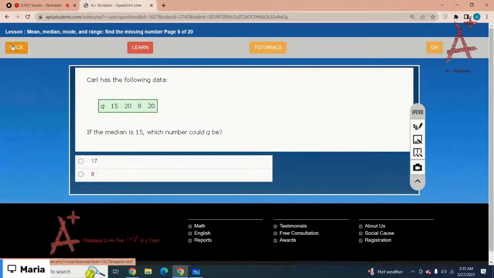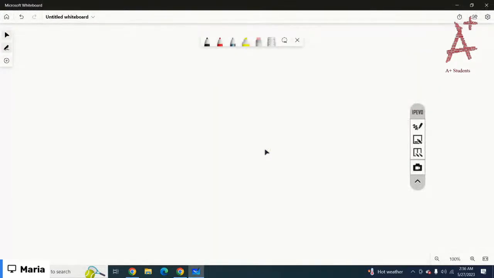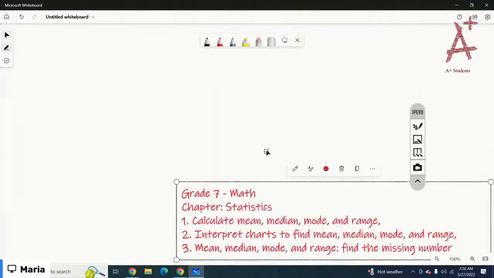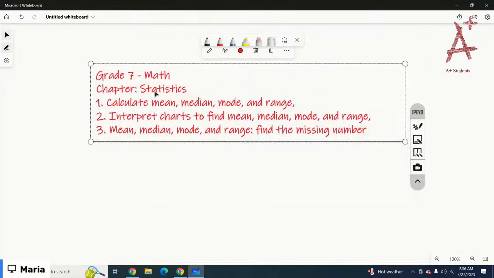Okay, you can complete the test by yourself later today. So we were working on grade 7 maths, where we are working on the chapter statistics, and the lessons we have covered today are calculate mean, median, mode and range, interpret charts to find mean, median, mode, and range, and mean, median, mode, and range find the missing number.